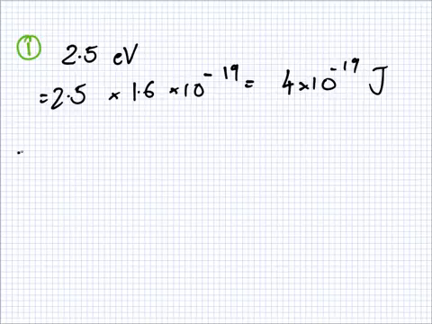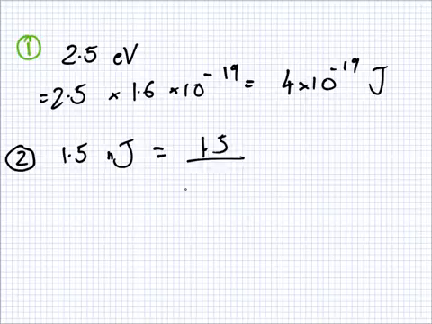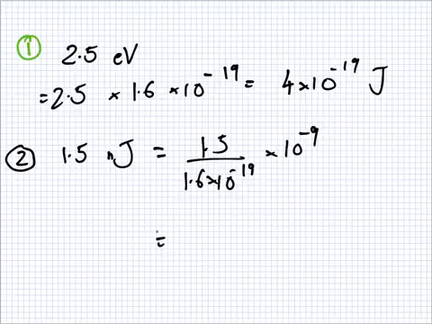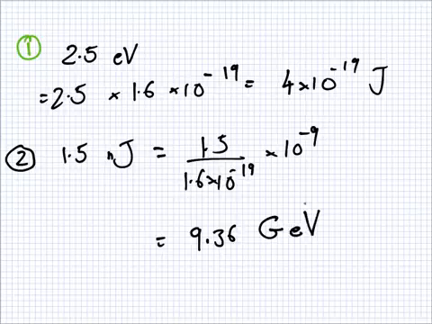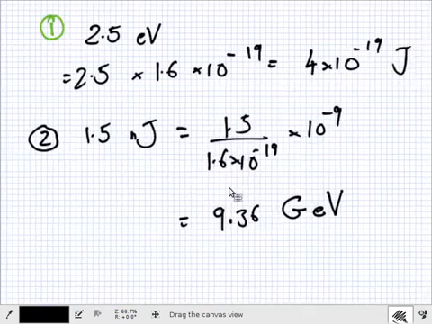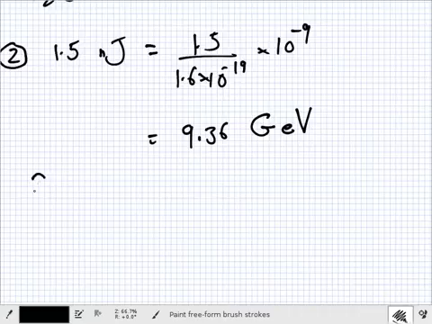Yeah. Alright, the second one, what do you want? Convert 1.5 nanojoules into eV. Okay, so that'd be 1.5 divided by 1.6 times 10 to the minus 19 times 10 to the minus 9, which equals, into eV. 9.36 giga electron volts. That's okay, isn't it?